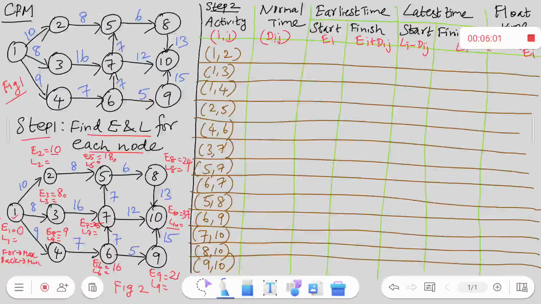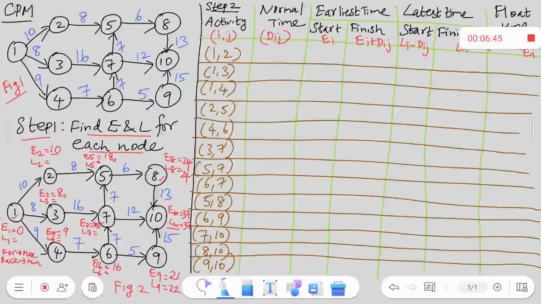So, from 10, when I proceed, the actual rule is E10 is 37, so your latest finish time must also be equal to 37. Always at the last node, both the earliest start time and latest finish time are the same. So it becomes 37. When I proceed from 10 towards 8, 37 minus 13 becomes 24. Similarly, when I go for 9, 37 minus 15 gives you 22. So backward I have to subtract. From 10 to 8 and 10 to 9, I have subtracted the time values and got 24 and 22 respectively.